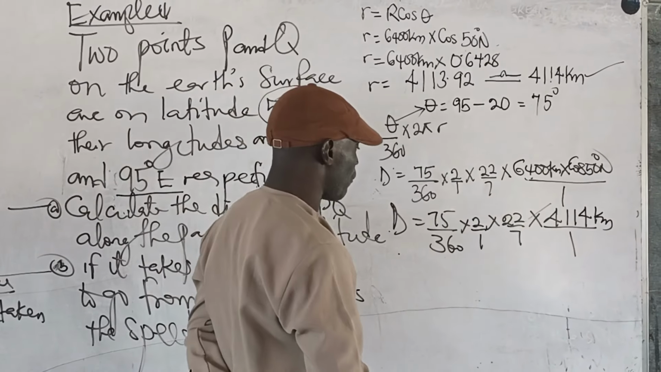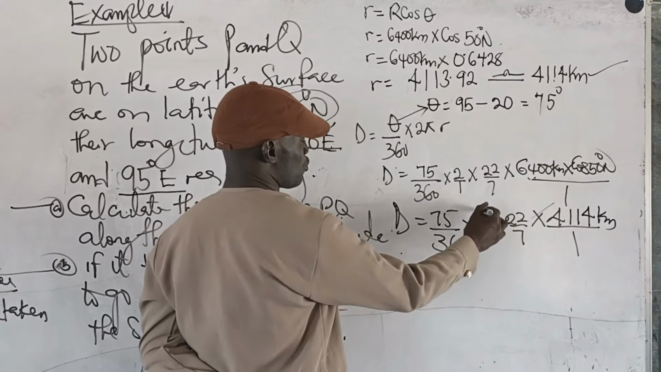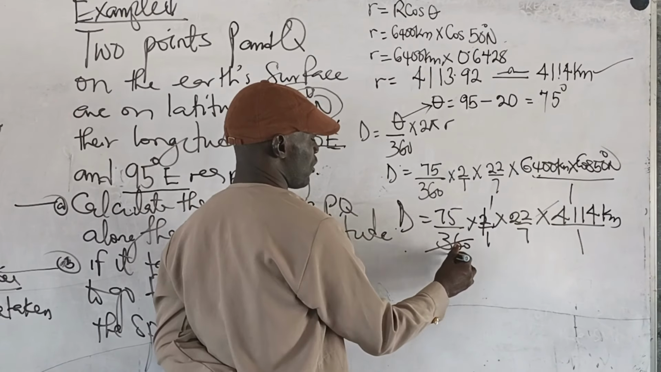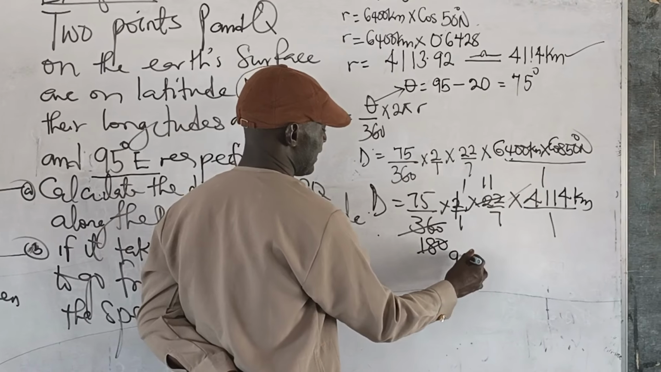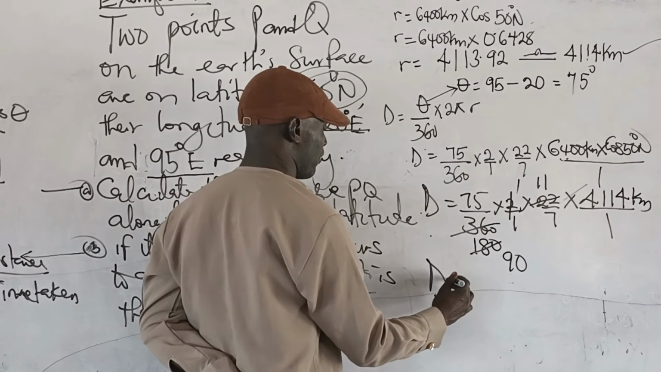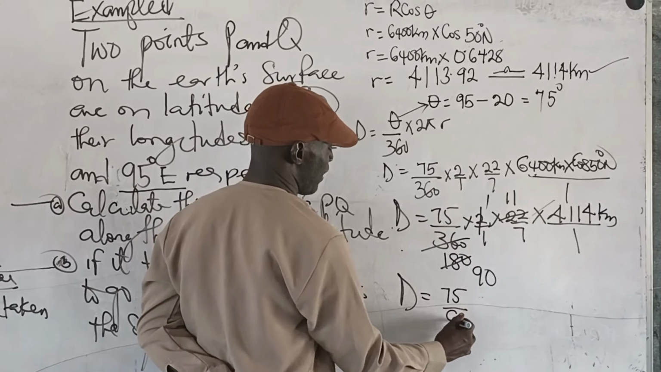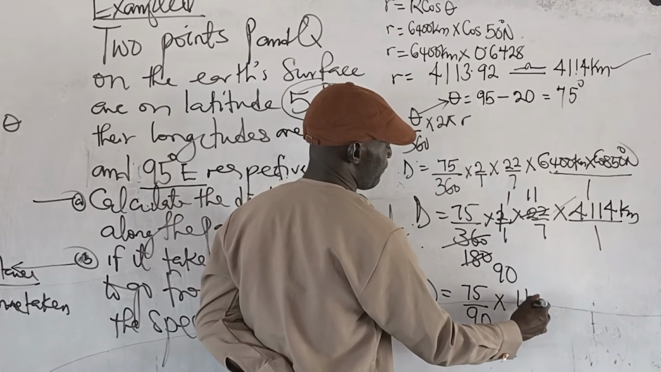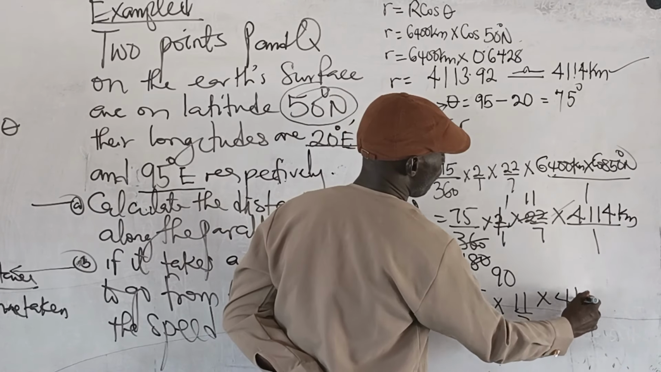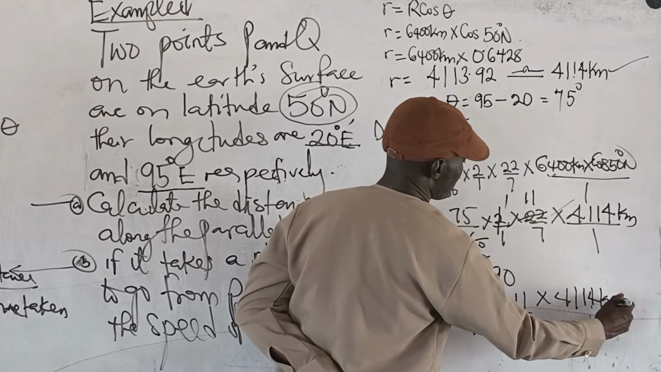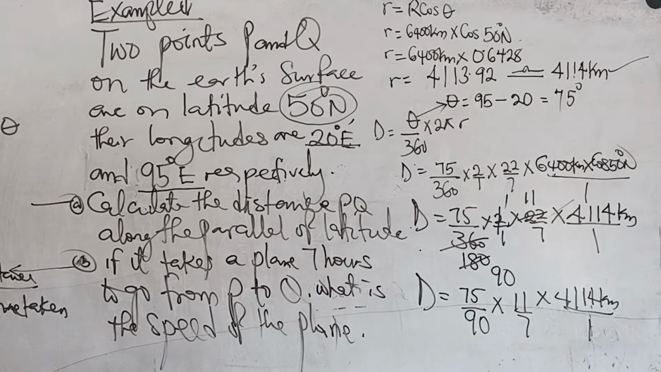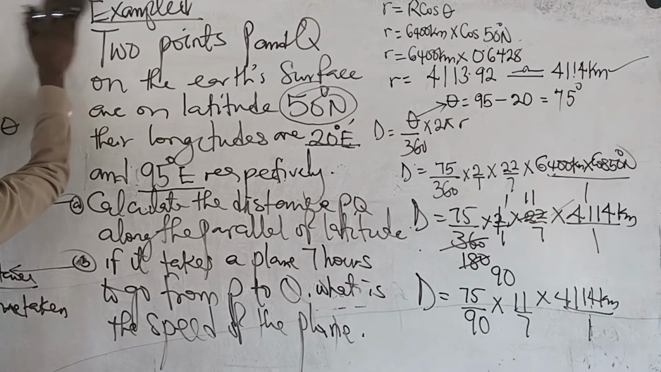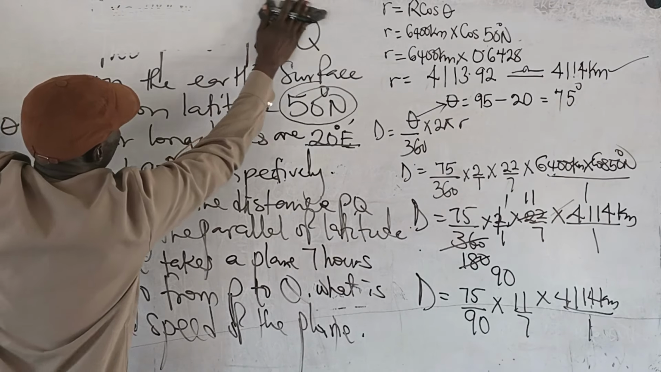So we now reduce to its lowest term. 2 goes into 2 once, 2 goes into 360 as 180, 2 goes into 22 as 11, 2 goes into 180 as 90. So what we now have is 75 over 90 times 11 over 7 times 4114 kilometers over 1. For me to continue the working on the other side of the board, let me clean up the question.